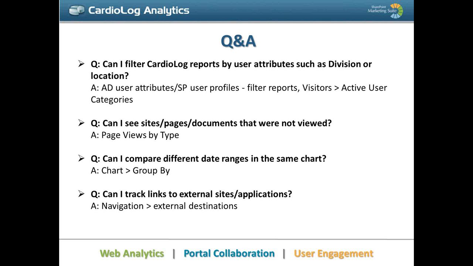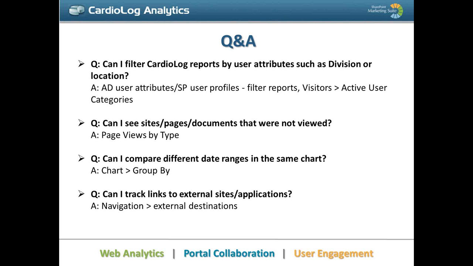So the first question is, can I filter CardioLog reports by user attributes such as division or location? How do you do that? You use AD user attributes, SharePoint user profiles, and filter reports, and this is in visitors, and you do this in active user categories. I'll show you exactly how to do that. Visitors and active user categories.